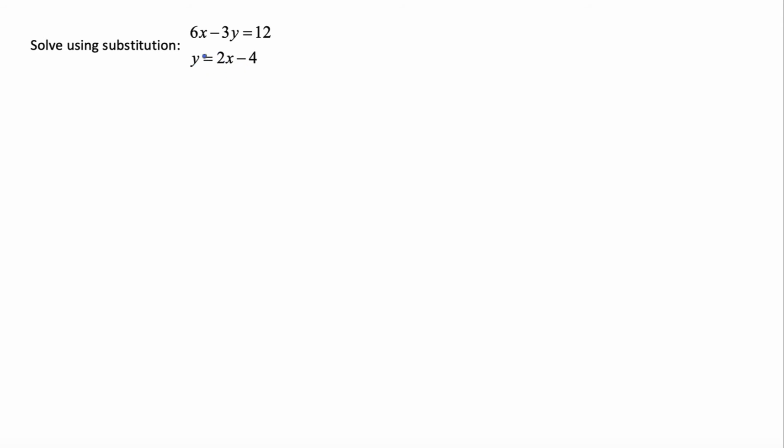So what we want to do is take this expression here. Remember, this is what y is equal to. And then we want to replace the y in the other equation with 2x minus 4. Okay, so 6x minus 3y is equal to 12. But once again, in the place of the y, we're going to replace it with 2x minus 4.